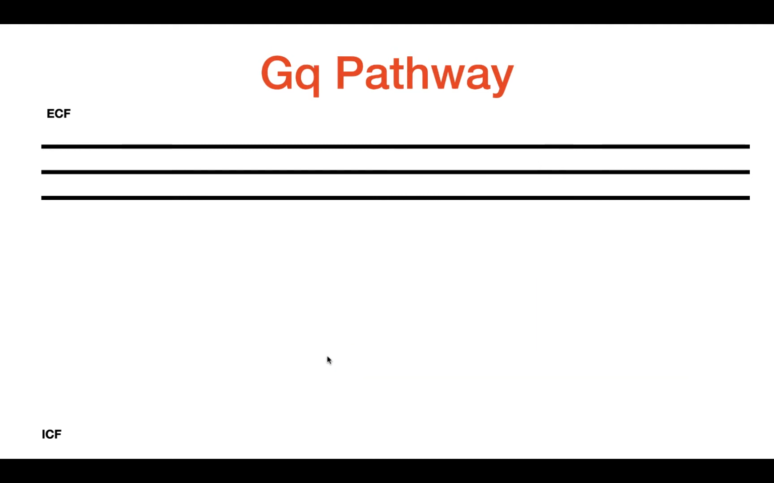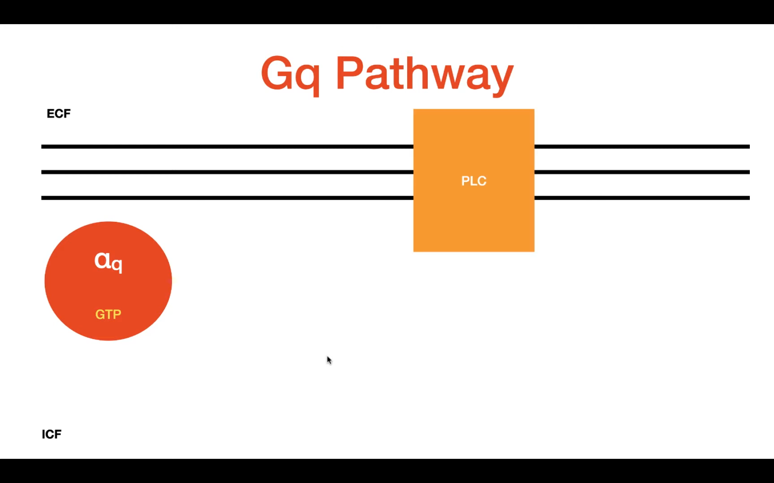And then the last pathway that we're going to talk about is the Gq pathway, or the alpha Q pathway. Now this is the most complicated out of the three, and we're going to go through this a little bit more slowly. So in this case you have alpha Q, and it's activated because it has GTP, and in this case it's going to go to a specific enzyme called phospholipase C.